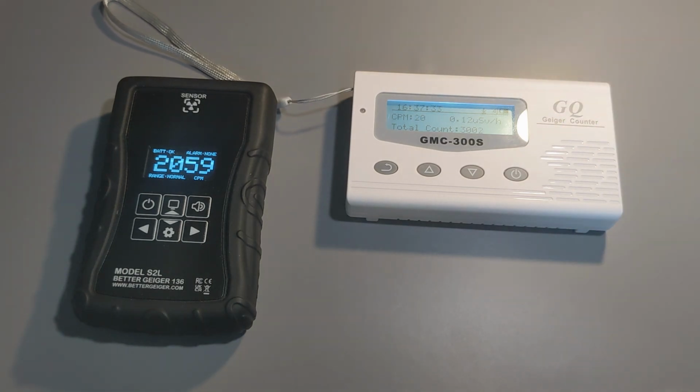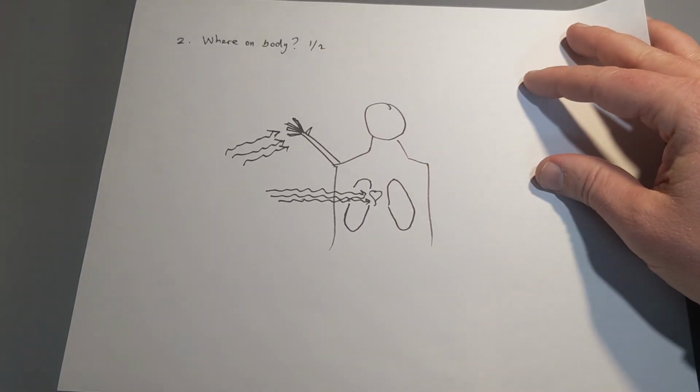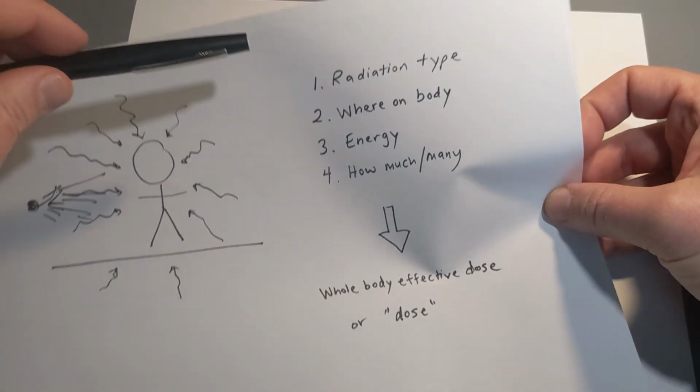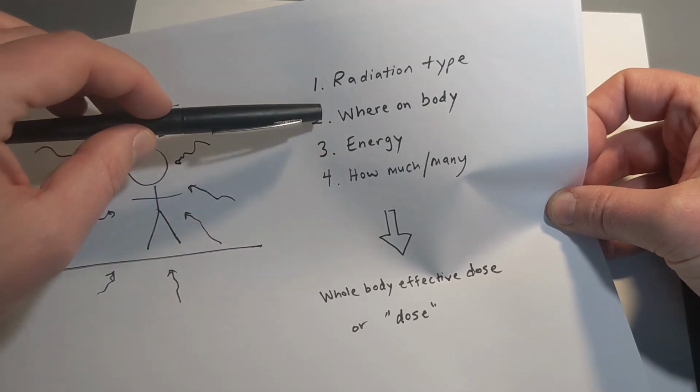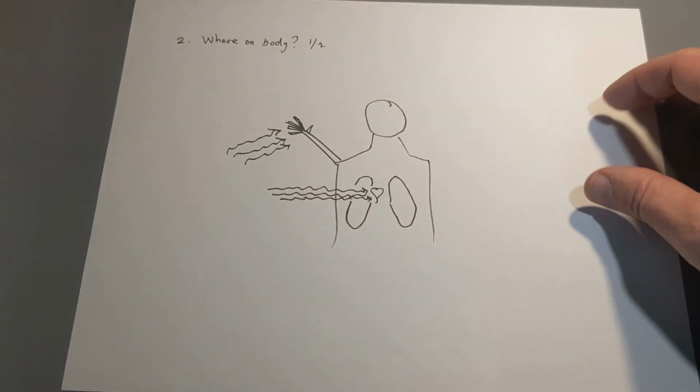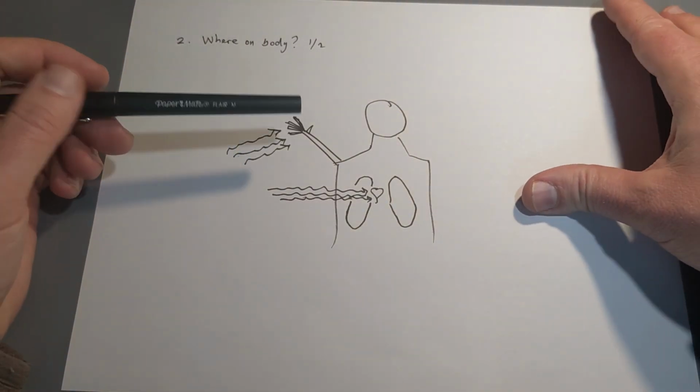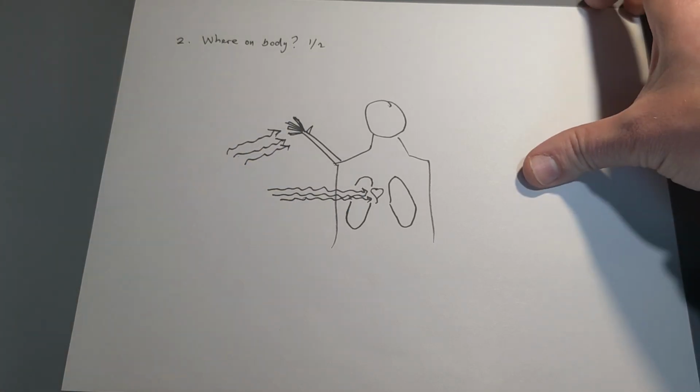So we can now look at point number 2, which is where on the body. So we talked about radiation type. Basically, you want to measure X-ray, gamma only. We're going to say where on the body and how we can simplify that story. As I said, different parts of the body have different susceptibility.